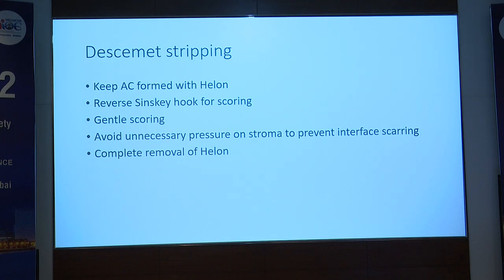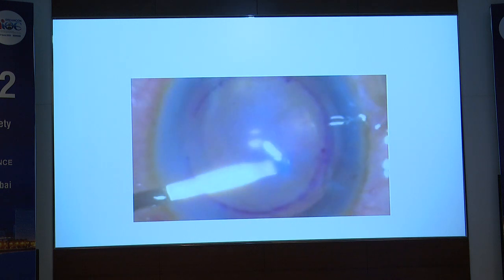And if it's a simple case of PBK, you don't even need to strip the Descemet membrane. Only a diseased Descemet membrane, like in case of Fuchs dystrophy, needs to be stripped out. For a PBK, you can just do a non-stripping endothelial keratoplasty, which is just good enough.